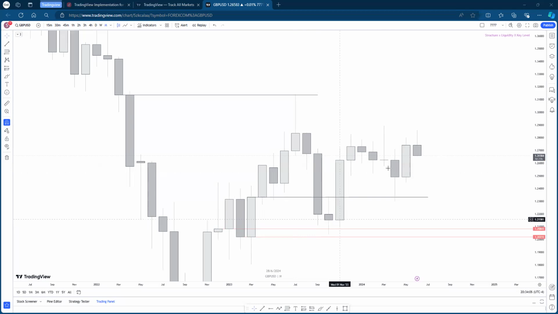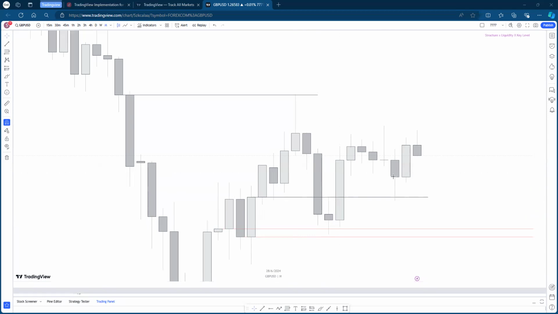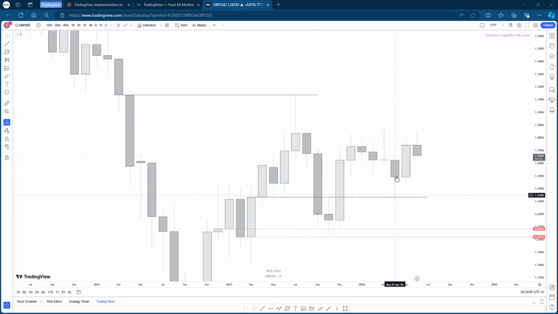Then you can see what price did. Overlapping inside of this imbalance, tapped into it, closed above, and the next month, how this candle closed was what gave us the intel that we are going to be buying all through that month of May.